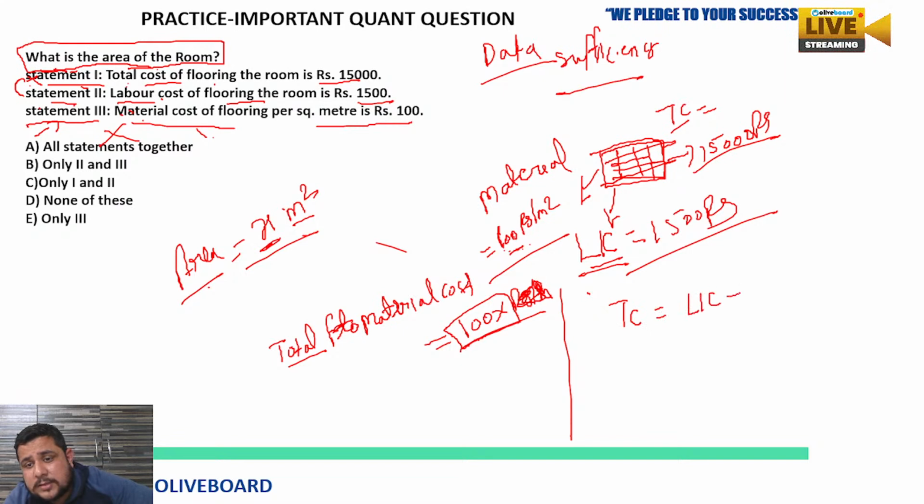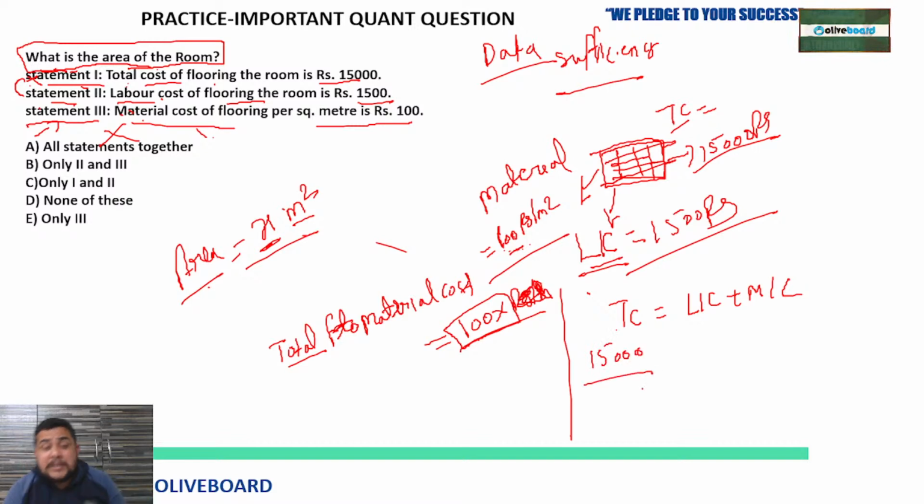Labor cost plus material cost. Clear? Now total costing is 15,000 rupees. So I'm helping you to analyze, because in this type of question there is no need to solve the whole data. They are not asking the answer. They are just checking whether you are able to solve it by these statements or not.